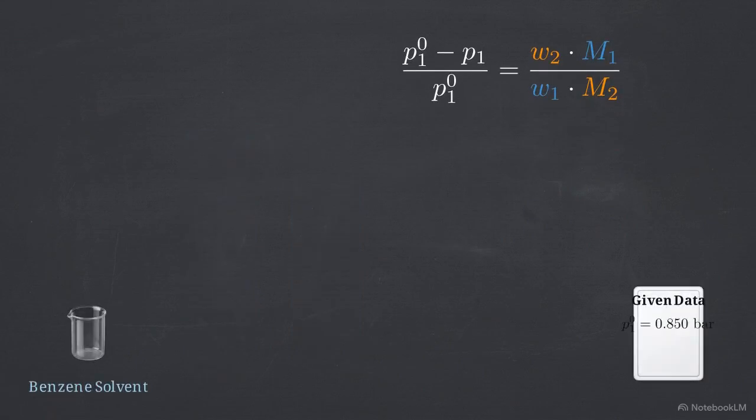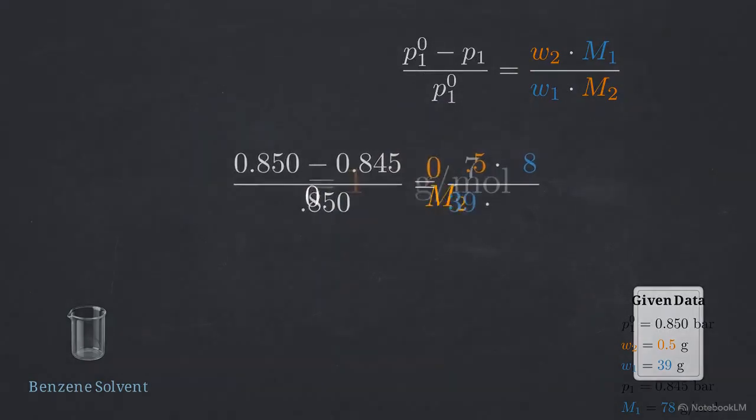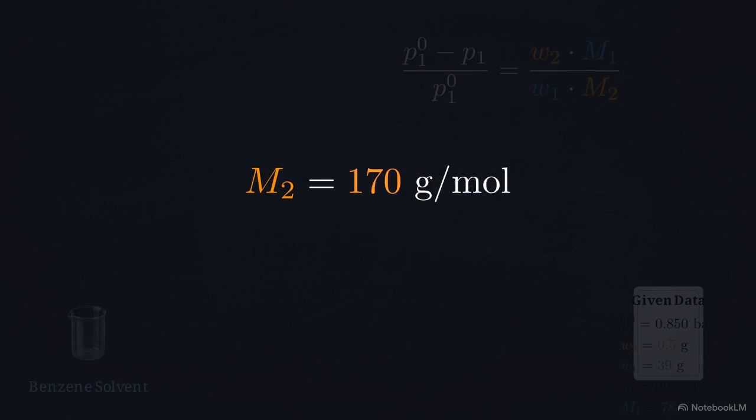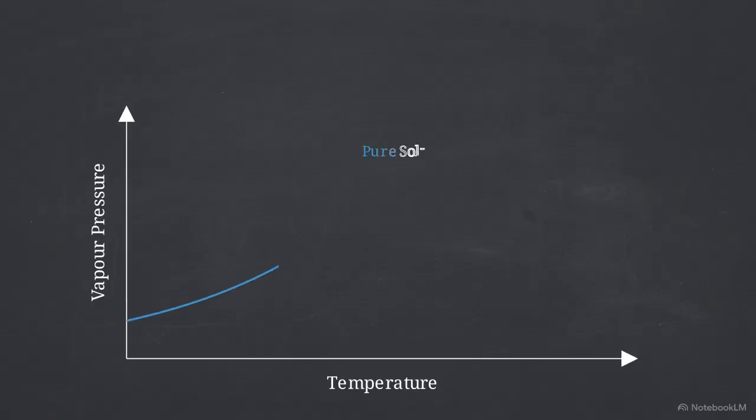Take example 1.6. We have a pure benzene vapor pressure of 0.850 bar. After adding 0.5 grams of solute to 39 grams of benzene, the pressure drops to 0.845. Plugging these into our formula allows us to solve for the unknown M2, giving us a molar mass of 170 grams per mole. By measuring the physical drop in pressure, we can successfully determine the exact molar mass of molecules we can't even see. This graph shows how vapor pressure relates to temperature.